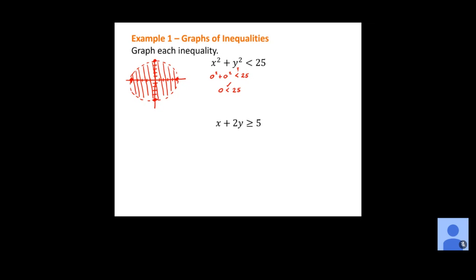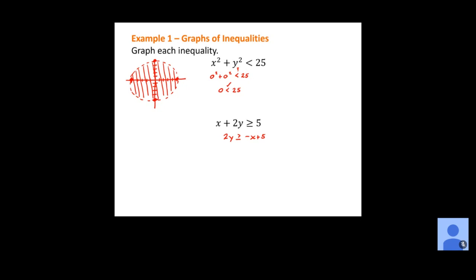Right, now our second inequality, we have x plus 2y greater than or equal to 5. First thing we're going to want to do here is get this into slope-intercept form so that we can actually think about what the graph looks like. So I'm going to move my x over. I have 2y greater than or equal to negative x plus 5. And then I'm going to divide by 2.